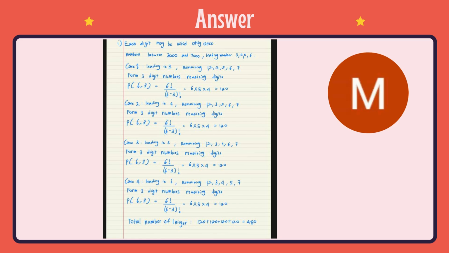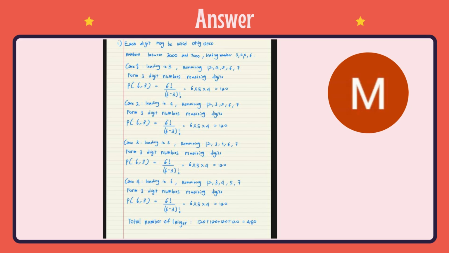Okay, for the first question, each digit may be used only once. To solve this, we need to consider the leading digit first since the number must be between 3000 and 7000. The leading digit options are 3, 4, 5, 6. For each leading digit, we select from the remaining 6 digits to form the other 3 digits. The number of permutations for each case is P(n, r), where n is 6 and r is 3. So 6 factorial divided by (6 minus 3) factorial.